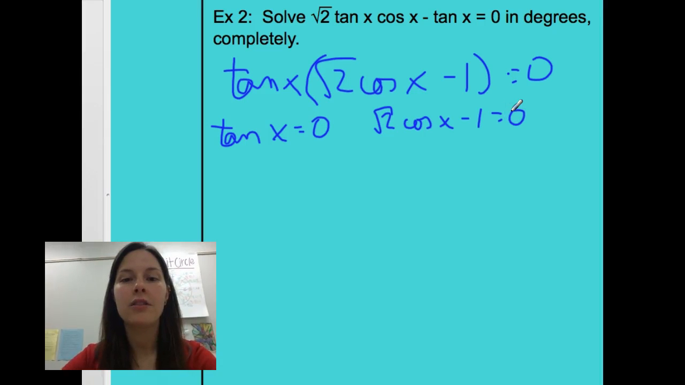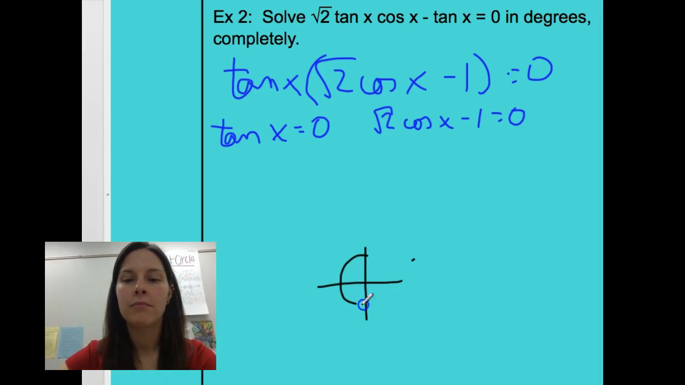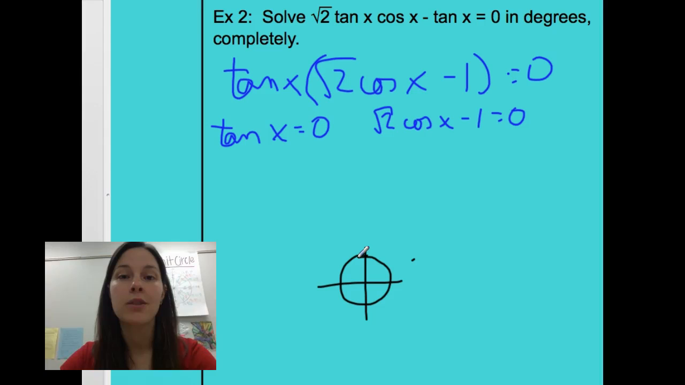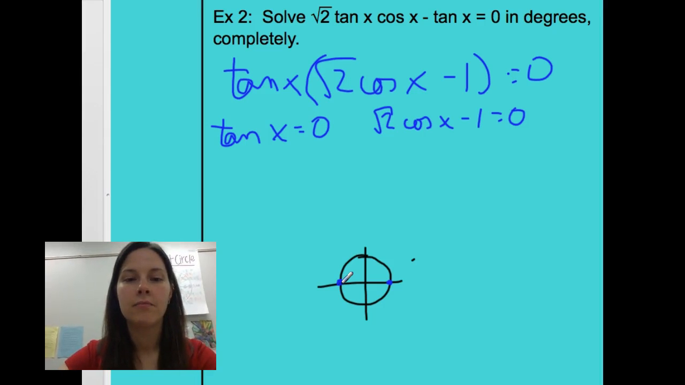Solving for our tangent function, remember tangent is sine over cosine. So when we sketch our unit circle here, sine over cosine, we're really looking for where sine is 0. Since sine is our y-coordinate, sine will be 0 on the x-axis. So in degrees, at 0 degrees and 180 degrees.